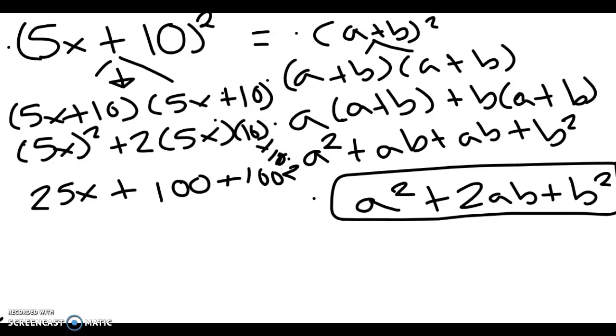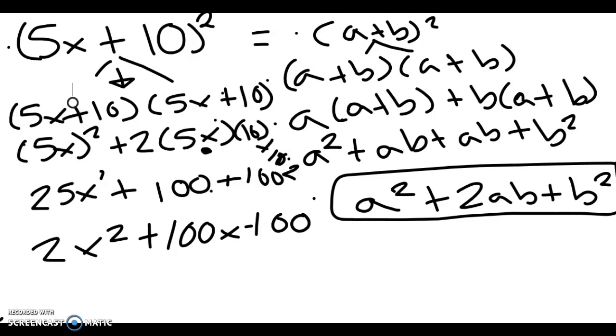So I forgot something. I forgot to put this x right here in with this 100. So it would actually be 25x squared plus 100x plus 100. And that's it.